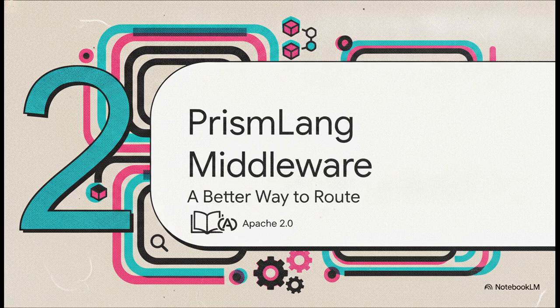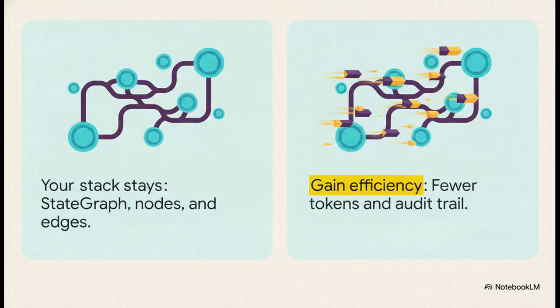Section 2, Introducing PrismLang middleware. So, let's officially introduce the solution. PrismLang is completely free, published under the Apache 2.0 open source license. Now, the crucial point here is understanding where it actually fits into your stack. It is not a replacement for LangGraph. Think of LangGraph as the highway system, and PrismLang is simply a highly efficient compression format for the cargo on the trucks. Your highway stays exactly the same.